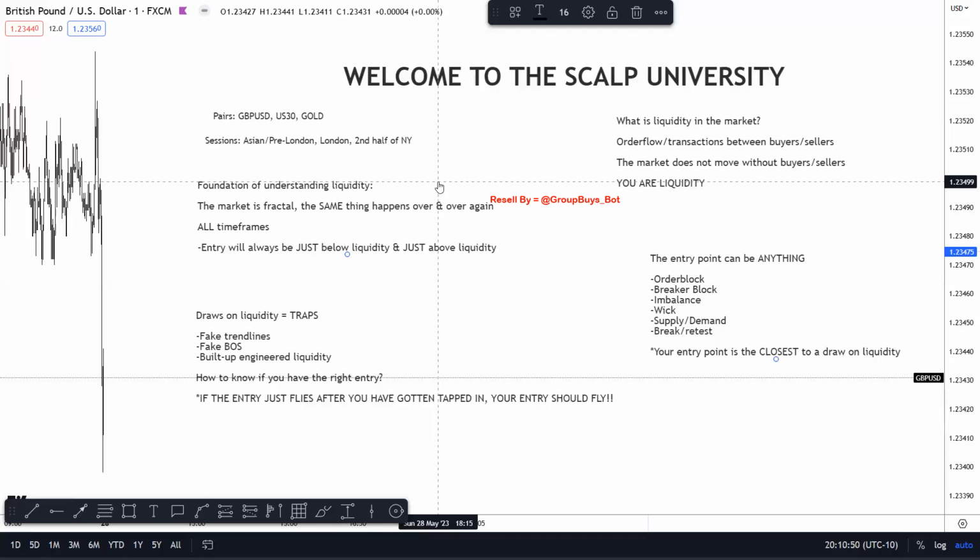Not all of them are traps, but draws on liquidity can be traps, meaning that there are fake trend lines in the market. There are fake breaks of structure within structure, and there is built-up engineered liquidity created by hedge funds, banks, the bigger players within the market to drive price up or drive price down to a certain area, take out all those orders and reverse in the opposite direction, right? So we know that banks are able to hold these bigger periods and amounts of drawdown in order to collect all those orders and go in the opposite direction.